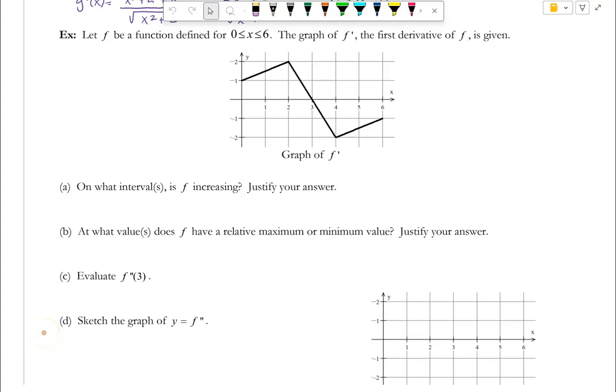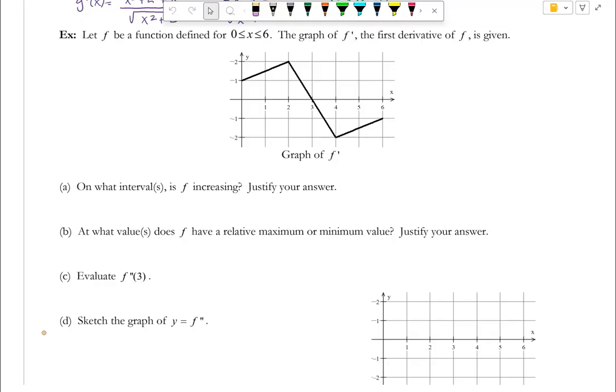In this last example, we are told that f is a function defined on the closed interval from 0 to 6, and we are given the graph of f prime, the first derivative. So we will often have to answer questions about intervals of increase or decrease based on a graphic representation of f prime instead of through function analysis.